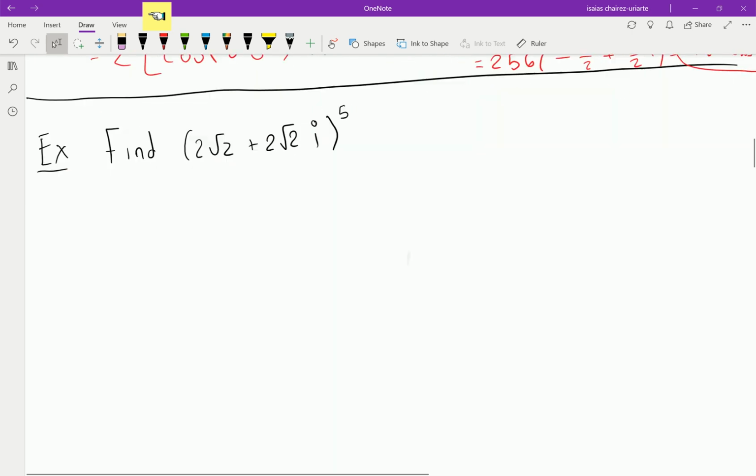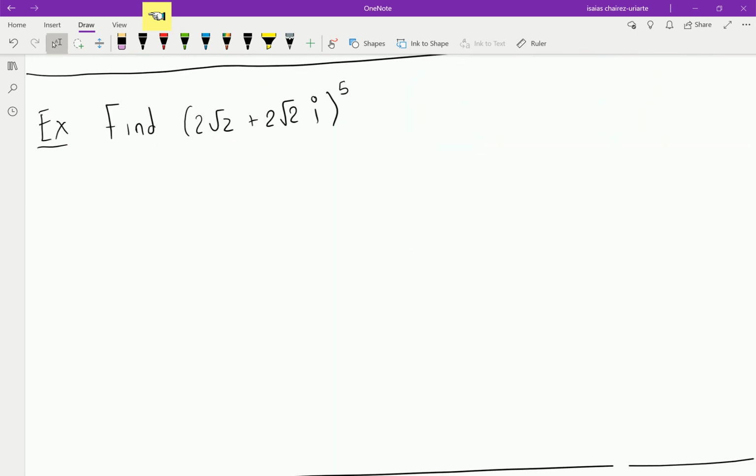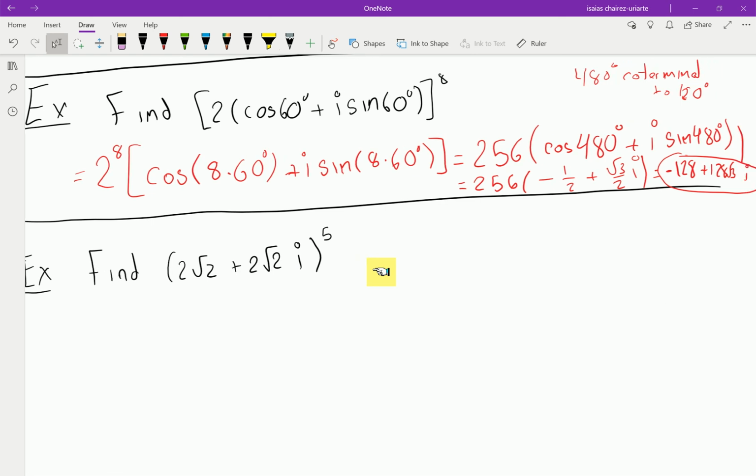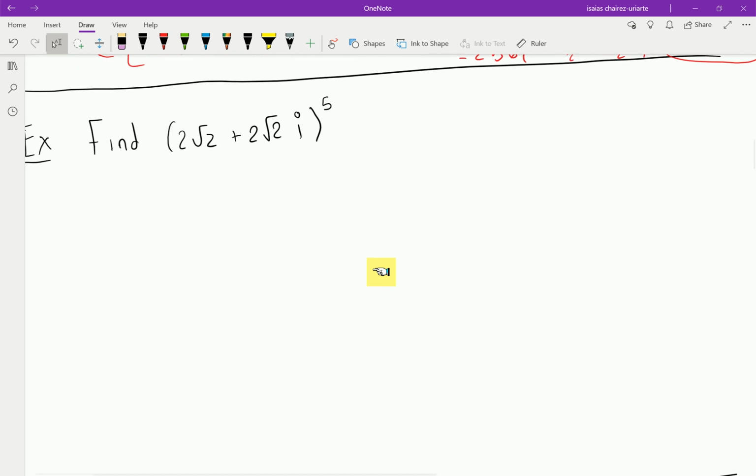Okay, next problem. Similar idea. You gotta raise this complex number, 2 square root of 2 plus 2 square root of 2i, to the 5th power. The difference between this exercise and the previous one is that in the previous exercise, the complex number was given to you in polar form to begin with. Here, the complex number is given to you in rectangular form. So you're first gonna wanna rewrite it in polar form and then raise it to the 5th using DeMoivre's theorem. Okay, pause the video, take a few minutes, see if you can come up with it yourself.